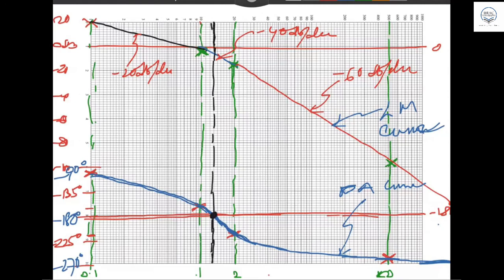Somewhere a little bit to the left. Okay, here we go. Somewhere here, which is your omega p. This is omega p, the phase crossover point, phase crossover frequency. In my case, I can see here it is 1.25. So I got the phase crossover frequency is 1.25 radian per second. For me, it is 1.25 radian per second.